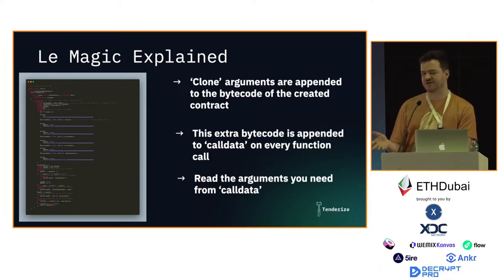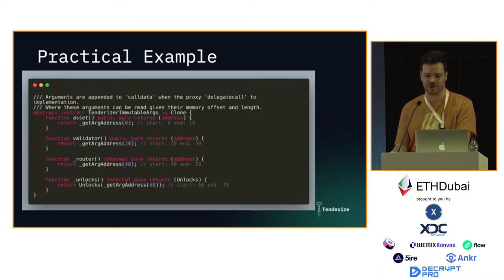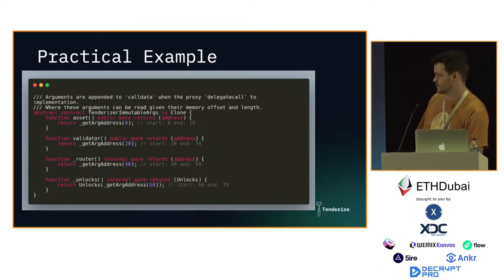The only downside is that the amount of arguments you can append to the bytecode is limited in length, and the entire length of the appended bytecode would be added to the call data, but luckily call data is pretty cheap, so it's not really that big of a problem. And as a practical example, how do we use it in Tenderize?